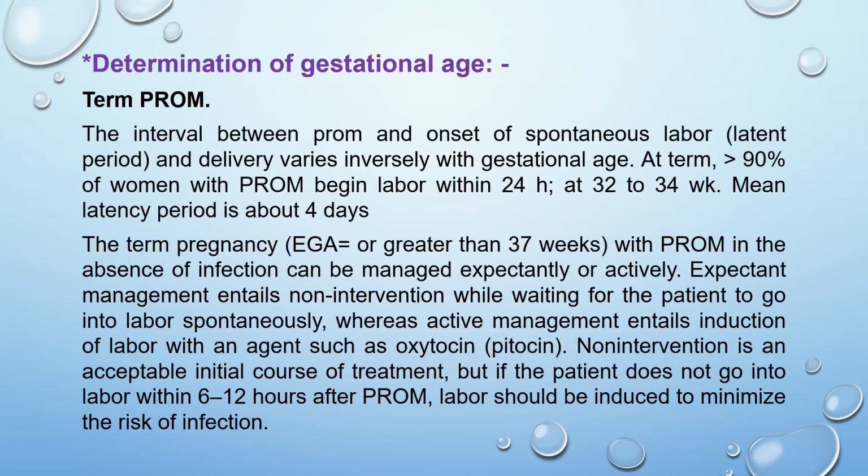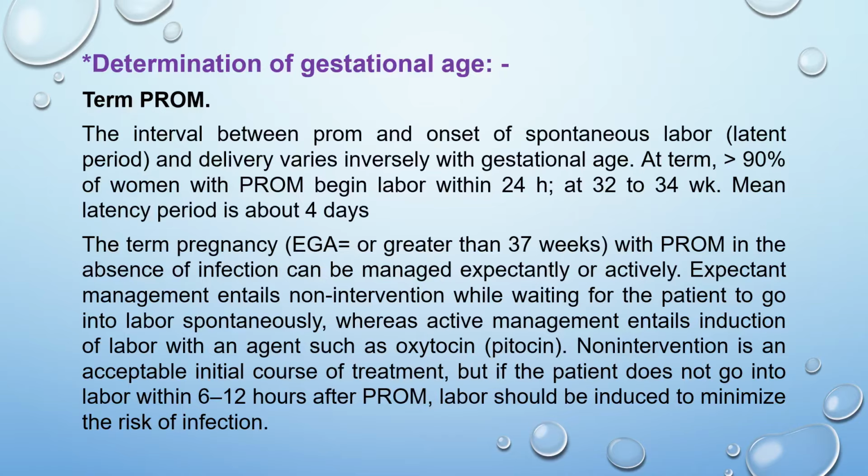The first and most important point for the management is that you should be very accurate in the determination of gestational age. First, if your patient has term premature rupture of membrane, pre-labor rupture of membrane, the interval between the preterm rupture of membrane and the onset of spontaneous labor, which is the latent period, and delivery varies inversely with the gestational age. So at term, more than 90% of women with a premature rupture of membrane will begin labor within 24 hours.